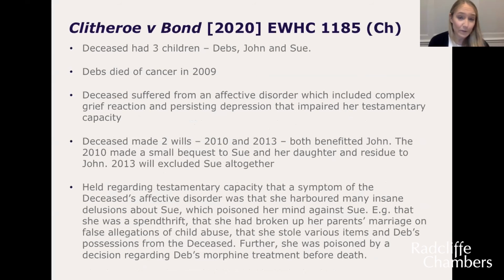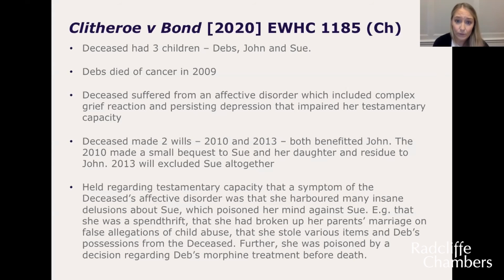I'm galloping through this because I'm conscious of time, but I want to quickly do this last case, because it's a fascinating case, particularly actually for testamentary capacity. Clitheroe and Bond is really quite recent, this year. There were 3 children. One of the children, Debs, dies in 2009, and mum suffered from an affective disorder which included a complex grief reaction and depression, and that was held to have impaired her testamentary capacity.